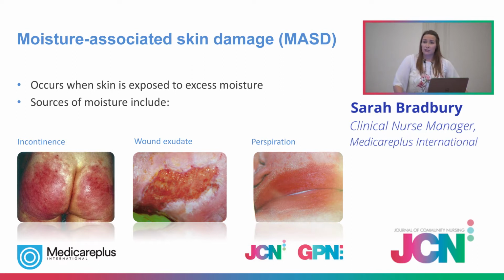So with some patients, you can get excessive perspiration, maybe if they're pyrexial or for several other reasons, but particularly in the skin folds. So when we're talking about underarms, under breasts, under aprons, groins, all those sorts of areas, again, can be very vulnerable to skin damage from excessive moisture.